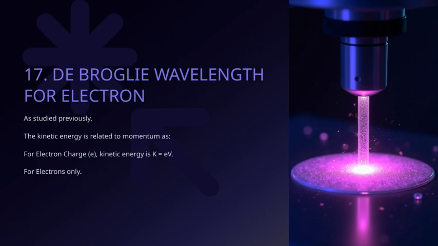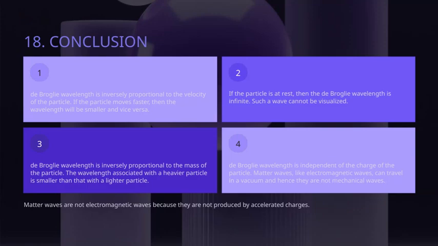So, in summary, for electrons, the kinetic energy depends on the voltage, and this energy is directly tied to their momentum, which in turn relates to their wave nature through the de Broglie wavelength. This concept is fundamental in bridging classical and quantum physics and helps explain many phenomena at the microscopic scale. Now, let's wrap up with some key takeaways.